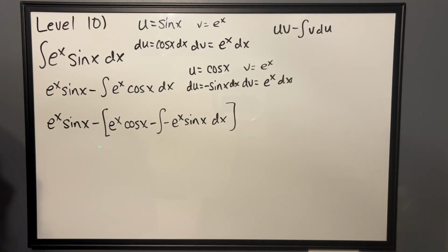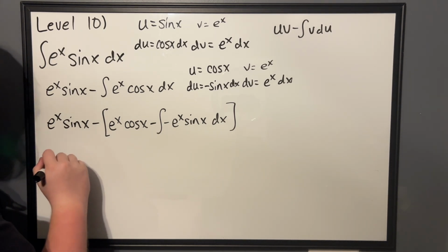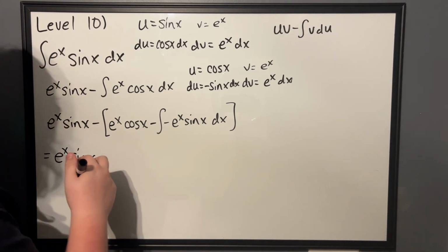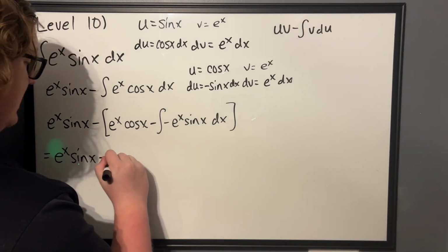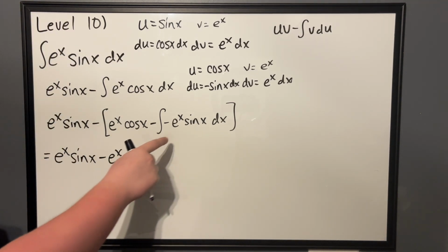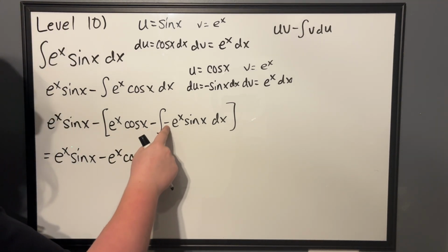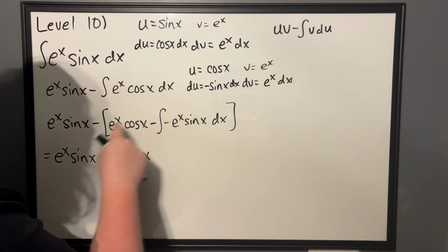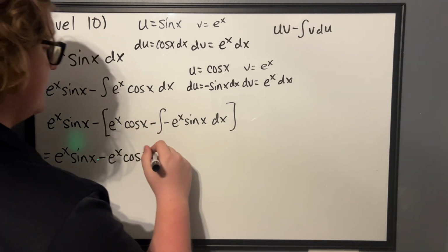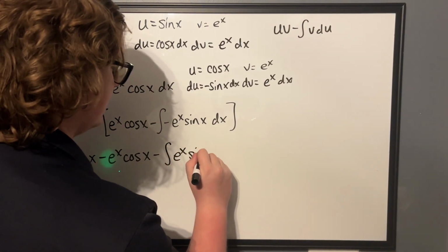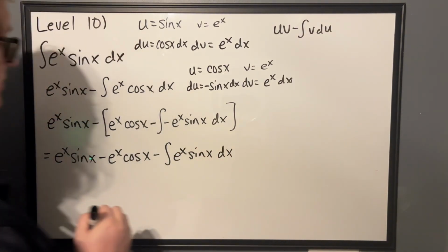Okay. Now what I'm going to do is I'm going to rewrite this again. So I'm going to say this is equal to e to the x sine x. I'm going to get rid of this bracket here. So we're going to have a minus e to the x cosine x. Now what I'm going to do is I'm going to get this constant out of here. So this will actually turn into a plus inside the bracket. But when we distribute the minus, it's going to go back to a minus. So this is minus the positive version of e to the x sine x dx.